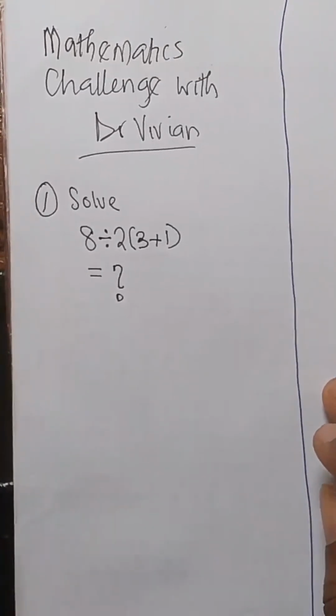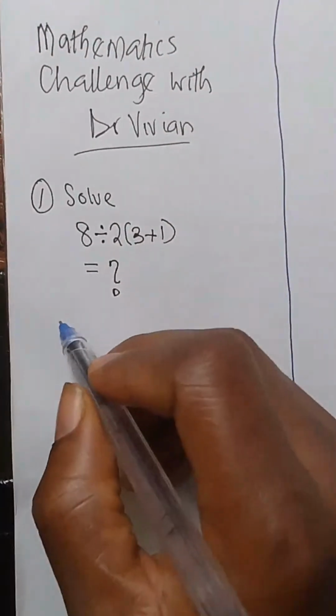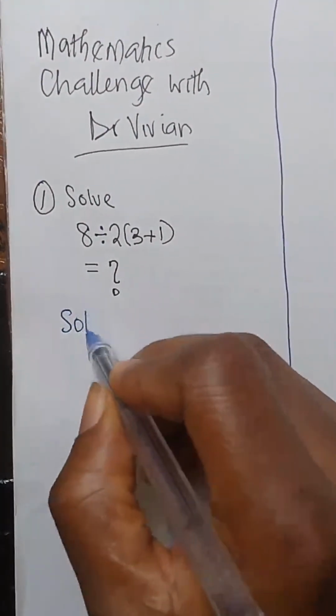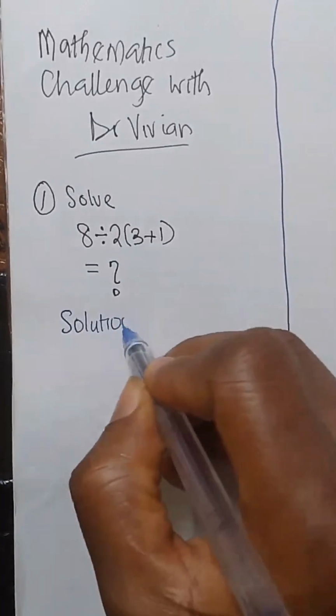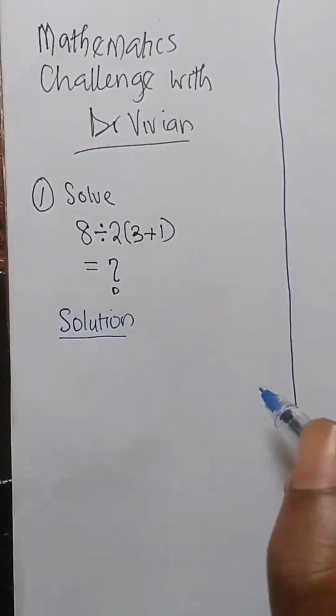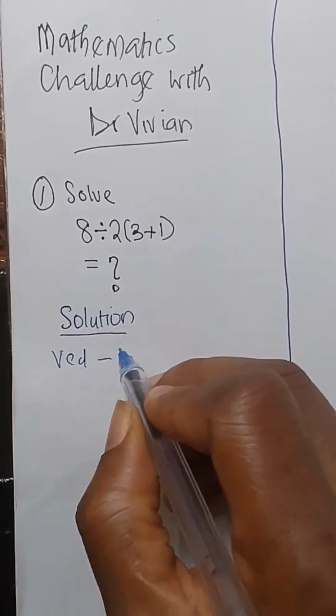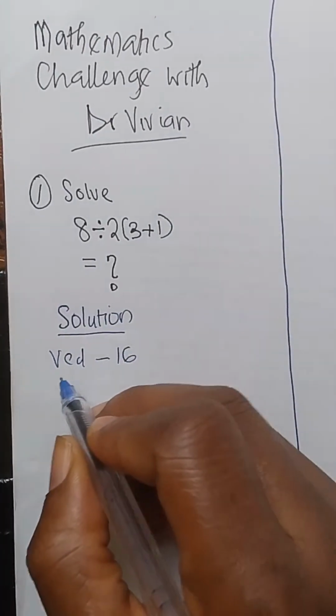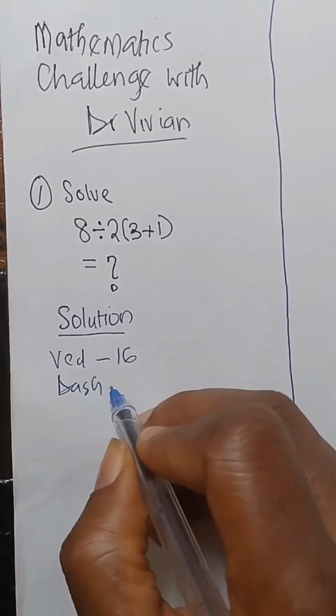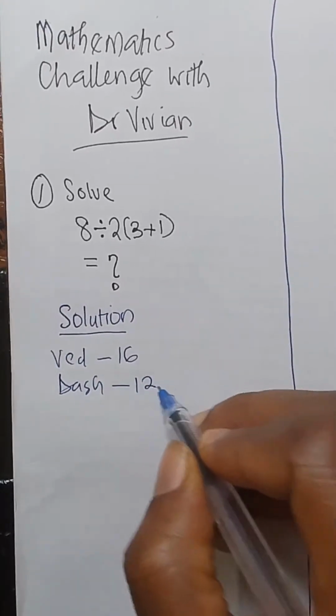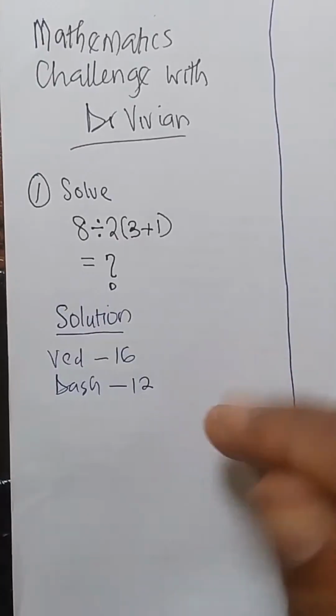So please let me solve this. So the solution to this, let me solve since nobody is solving. If I solve this, I'll set one more. Yes, thank you. Ved says 16. All right, Dash says 12. Okay, so that is 2 persons have answered.